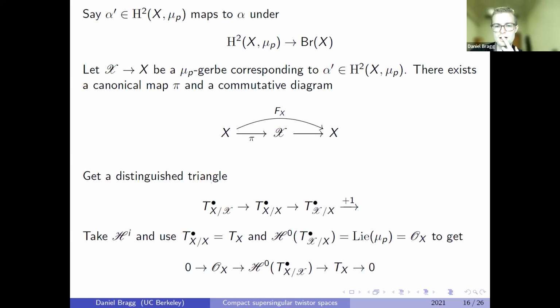And this shouldn't be surprising. If there was some canonical way of associating an extension of OX modules to a class in the Brauer group, or a class in H2 of X, Z mod N or something, I think you probably would have heard of it. So the fact that this exists is really special to this kind of mu P and characteristic P situation.